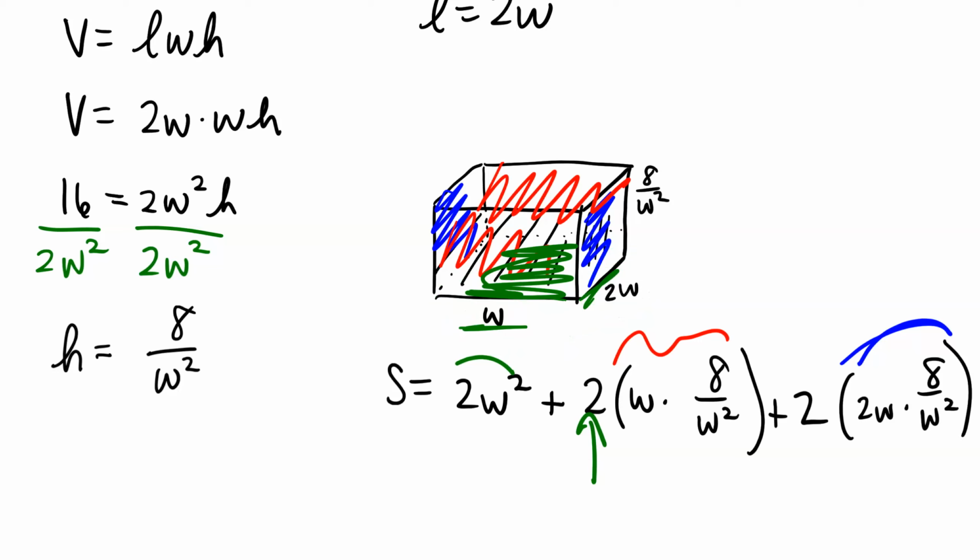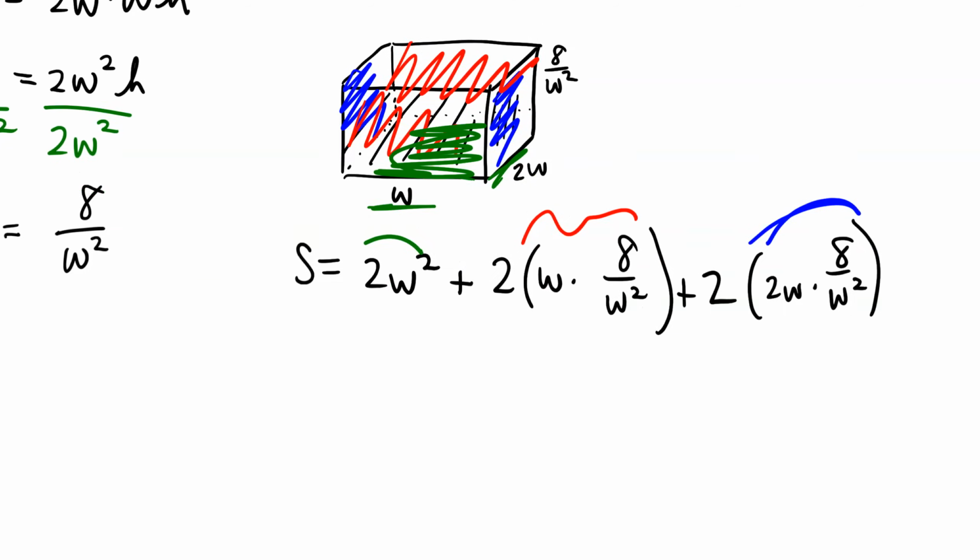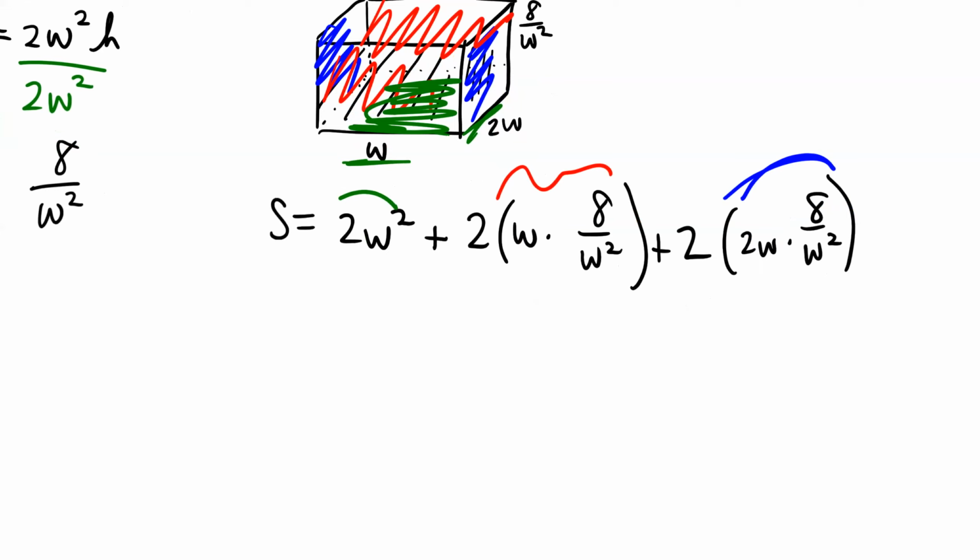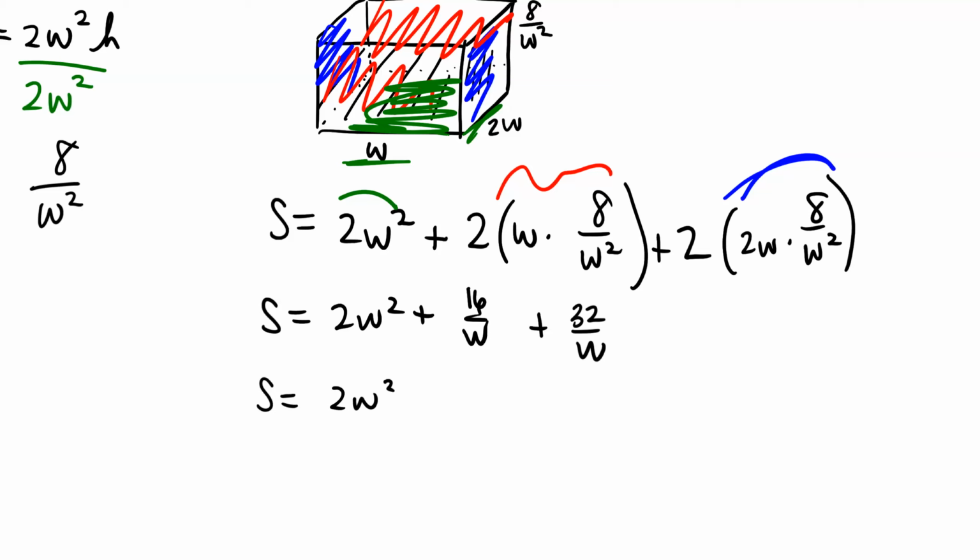Now that we have all those drawn, did the colors help a little bit to help you visualize? Now we just have to do rules of exponents. Just simplify this. 2W squared plus 16W, plus 2 times 2 is 4, 32W. Combine like terms. Oh, over W, sorry. 16 over W, 32 over W. So my surface area is going to be 2W squared plus 48 over W.